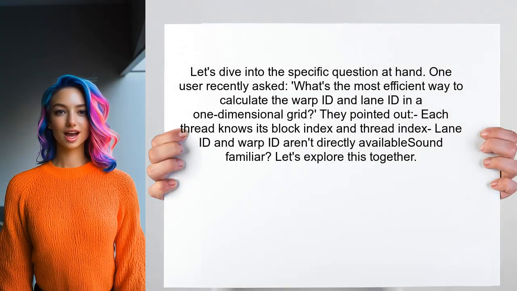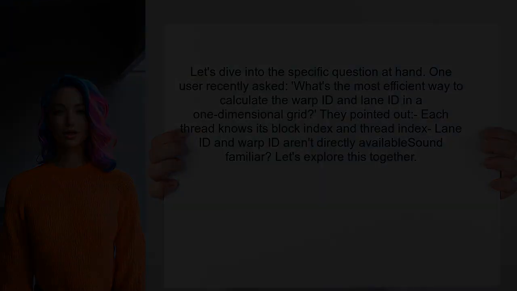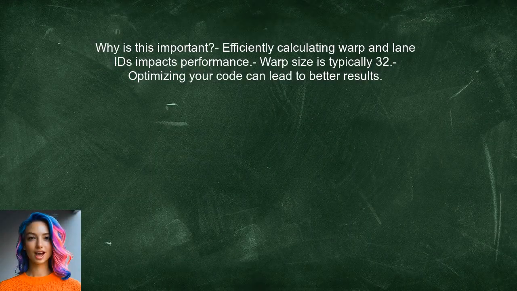Let's dive into the specific question at hand. One user recently asked, what's the most efficient way to calculate the warp ID and lane ID in a one-dimensional grid? They pointed out that while each thread knows its block index and thread index, the lane ID and warp ID aren't directly available. Sound familiar? Let's explore this together. So why is this important? Understanding how to efficiently calculate these IDs can significantly impact the performance of your CUDA applications. The warp size is typically 32, and knowing how to derive these values can help you optimize your code.